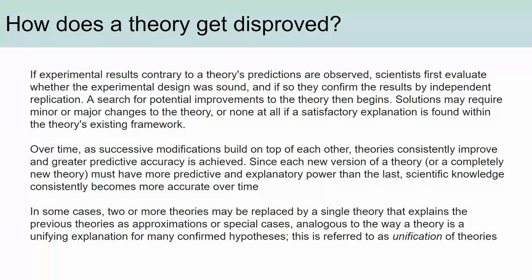So sometimes what can also happen is that two or more theories may in fact end up combining and being replaced by a single theory to explain how each of those theories would have been more accurate in this case. And in this case, we refer to that as the unification of theories.